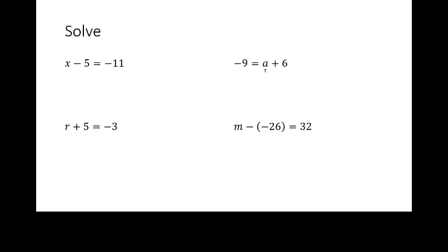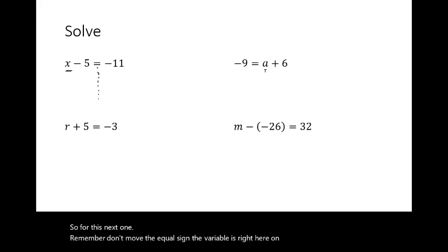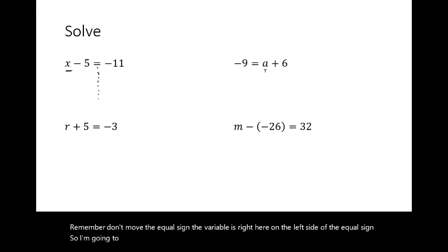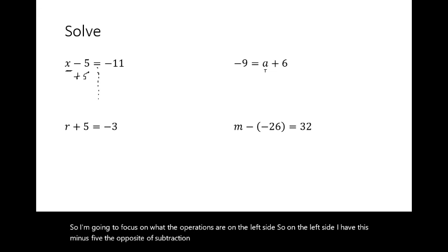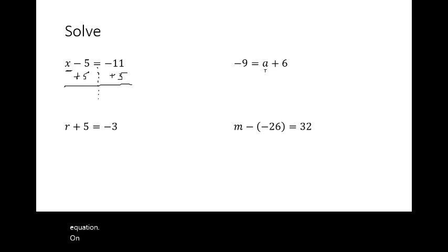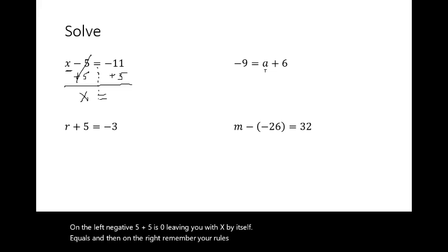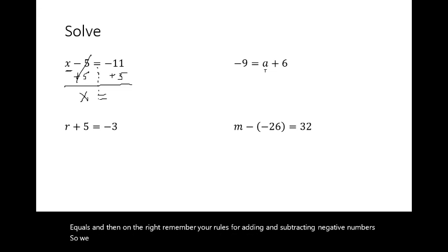All right, so for this next one, remember, don't move the equal sign. The variable is right here on the left side of the equal sign. So I'm going to focus on what the operations are on the left side. So on the left side, I have this -5. The opposite of subtraction is addition. So I'm going to add 5 to both sides of this equation. On the left, -5 plus 5 is 0, leaving you with x by itself. Equals, and then on the right, remember your rules for adding and subtracting negative numbers. So we have -11 plus 5, which is going to give us -6.